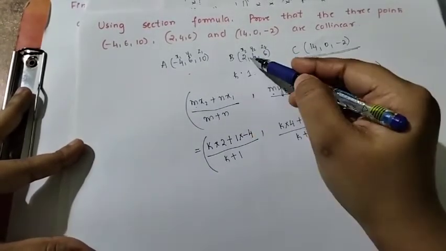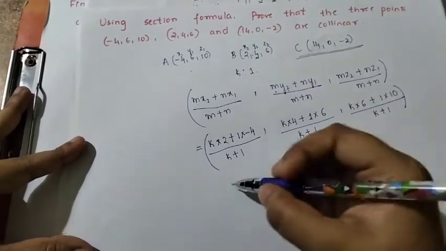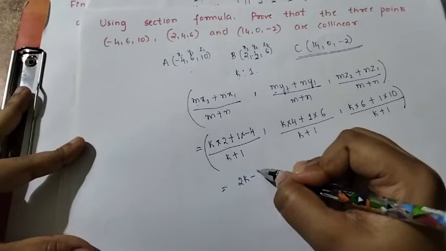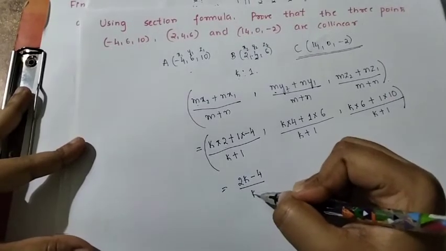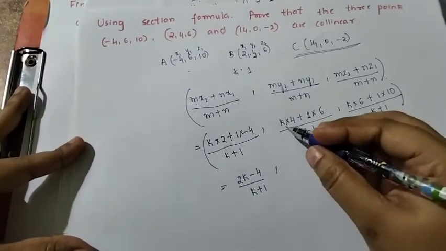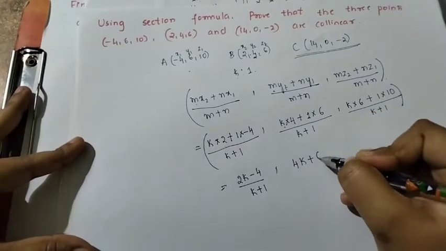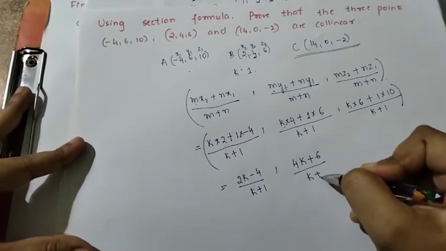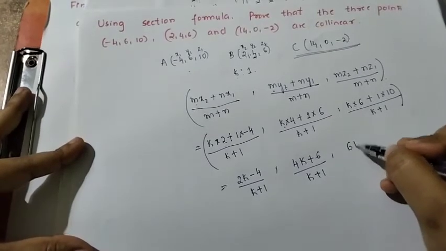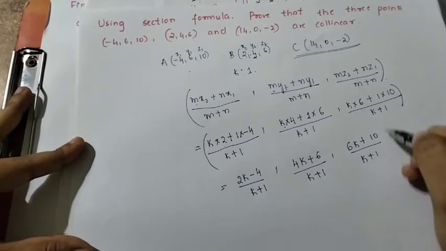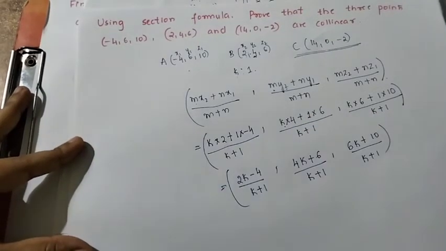2 points A and B. Okay, so what do I get? 2 into k, 2k minus 4 divided by k plus 1. Next, k into 4, 4k plus 6 divided by k plus 1. Next, 6k plus 10 divided by k plus 1. So these are the 2.